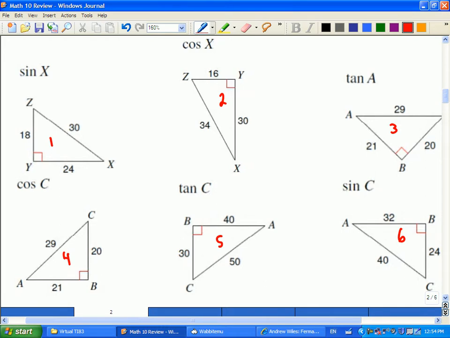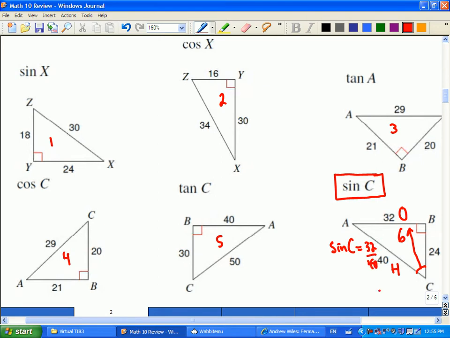Angle C is this one. I'm looking for angle C, which would be this one here. Does anybody know what the ratio is for sine of C? It's going to be opposite over hypotenuse. Here's the opposite, and here's the hypotenuse. So sine C is 32 over 40.